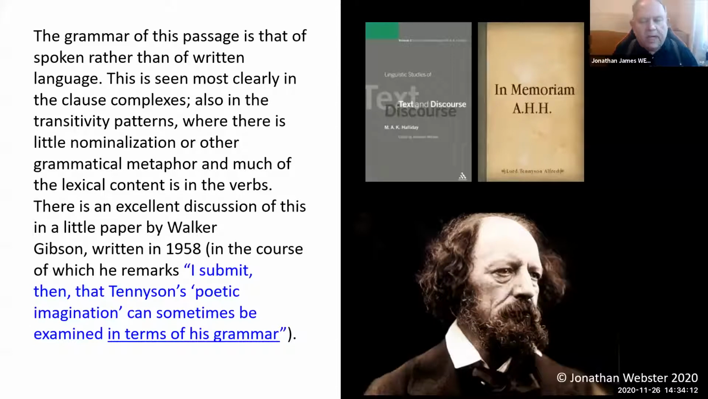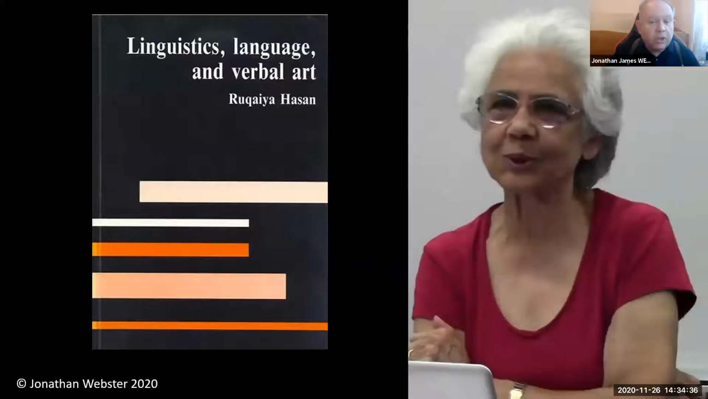Ruqaiya Hasan, in her book Linguistics, Language, and Verbal Art, outlines how there is, as Mira said already, another order of meaning. Now, there's a first order of meaning. That is how we understand the text to begin with, how meaning and grammar and phonology all come together to produce a text. That's the first order.